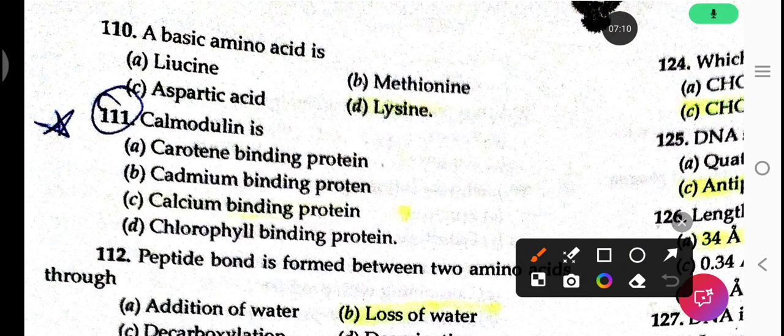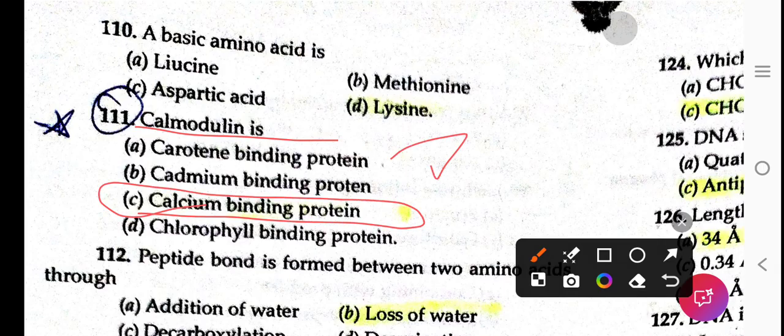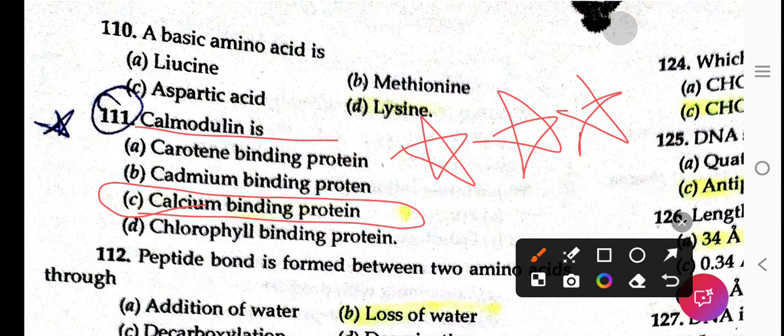Next is calmodulin. Calmodulin is a calcium binding protein, and you can mark it as a 3-star question. Very important and unique question which can be asked in the coming exam. So calmodulin is a calcium binding protein.